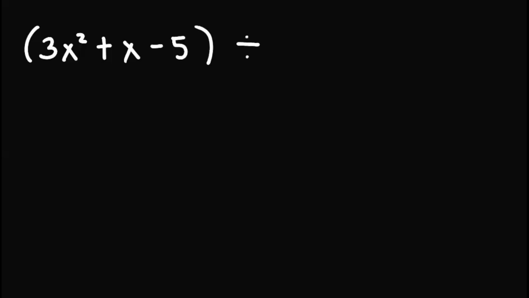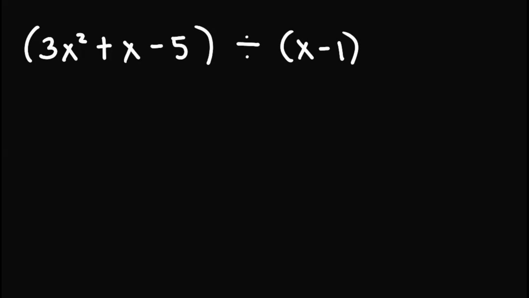So let's have 3x squared plus x minus 5 divided by x minus 1. Suppose that we are tasked to find the remainder after dividing these two.